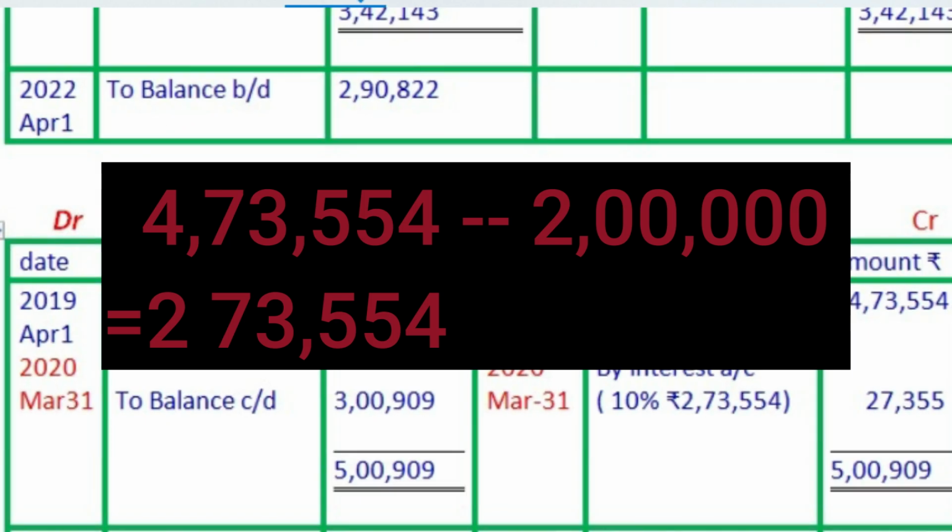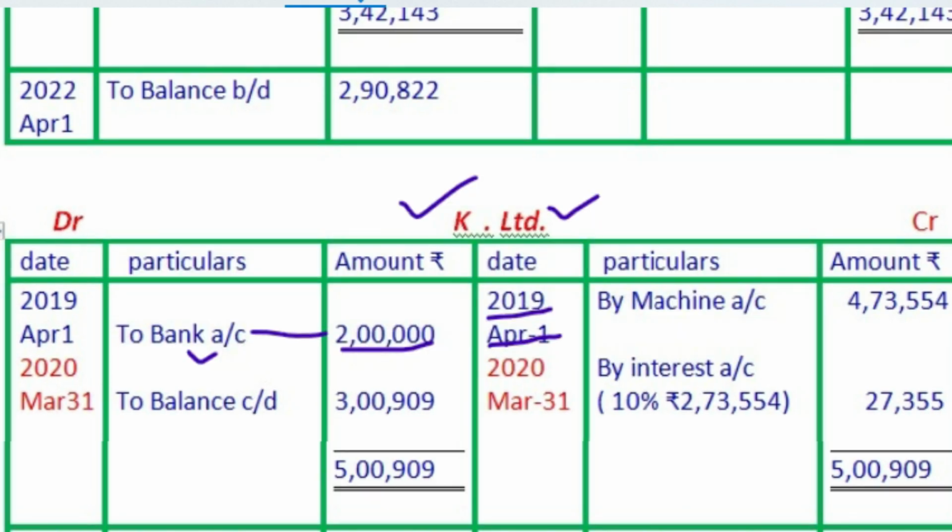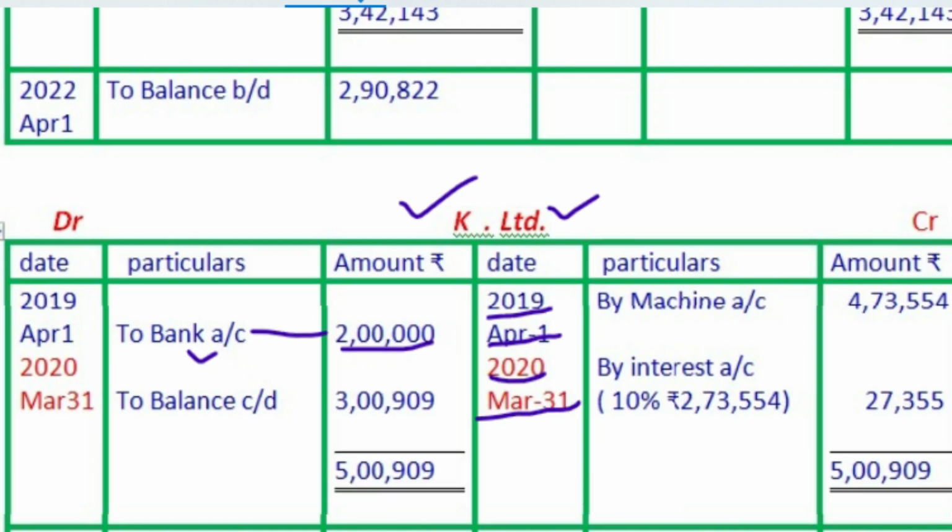Now see the down payment entry. This is when the down payment is made. The journal entry is K Limited account debit to bank account. And now, at the end of the first year, that is here 2019 April 1 to 2020 March 31st, 1 accounting year.